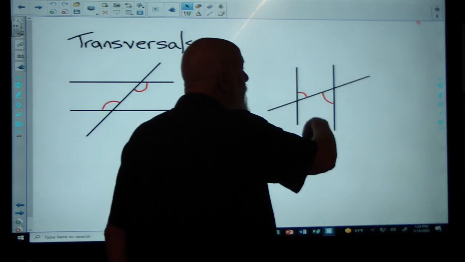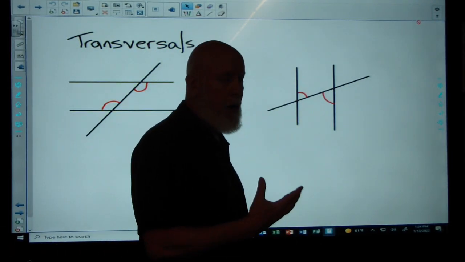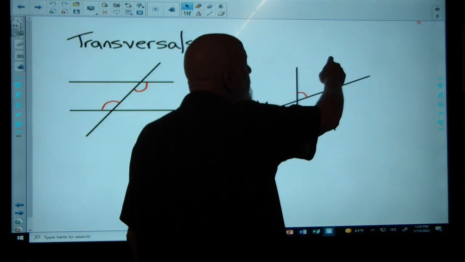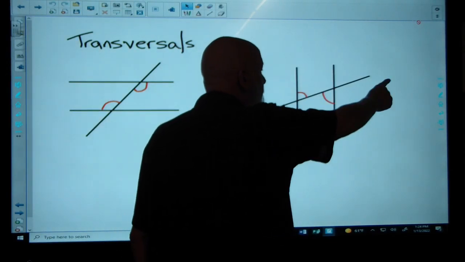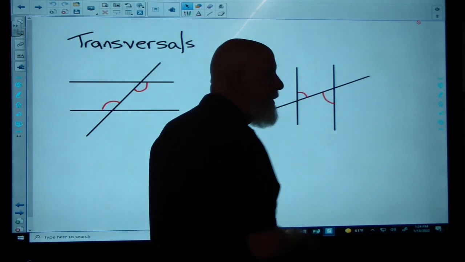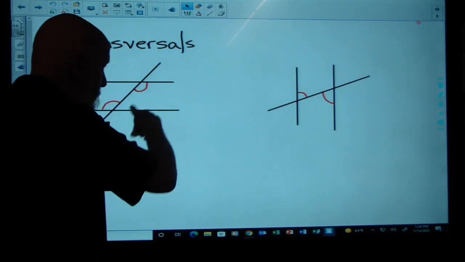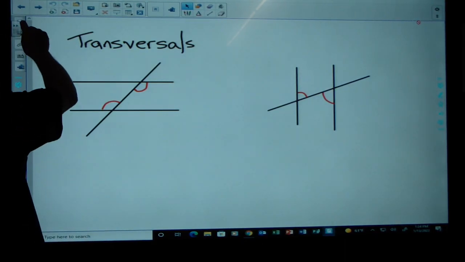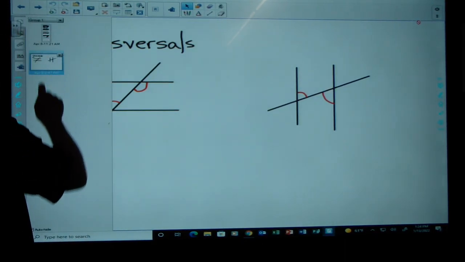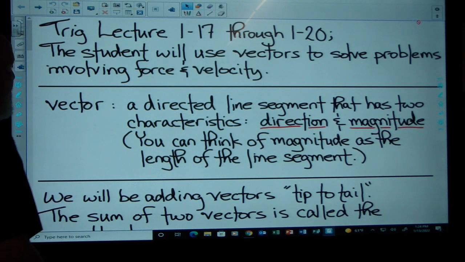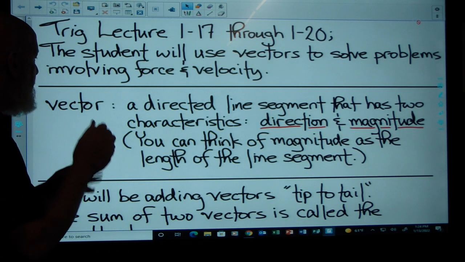Similarly, all lines that run north and south are also parallel to each other. If we have two north and south lines that are cut by a transversal, then alternate interior angles are congruent. We're going to run into that today, both of those situations. With that in mind, let's see if I can get this board to work, and we will talk about vectors.